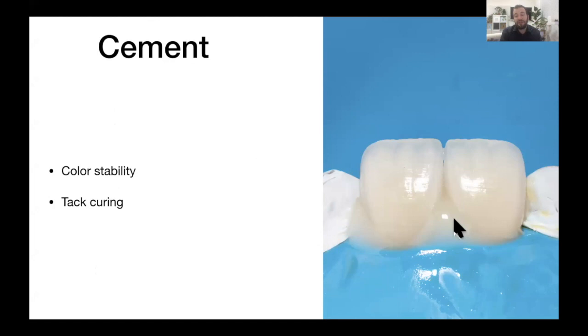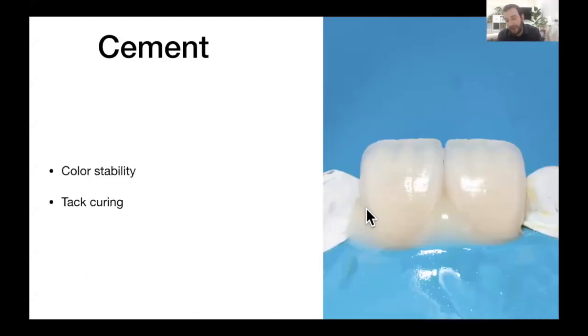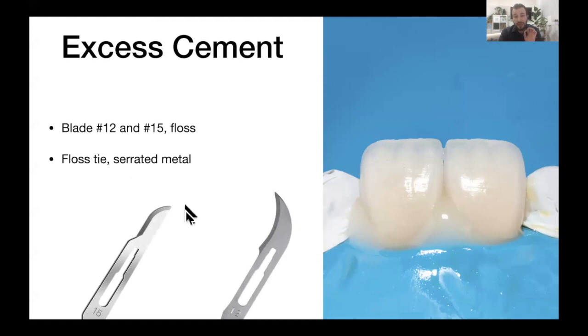And of course, for the first couple of seconds you tack cure the cement, and it will light cure without hardening the cement too much. We call that the gel phase. The nice thing about those two products, the Calibra, is they have an extended gel phase, which makes removing the excess very nice. I like to use a blade of 12 or a blade of 15 to clean those surfaces here. It will peel off very nicely with the gel phase.